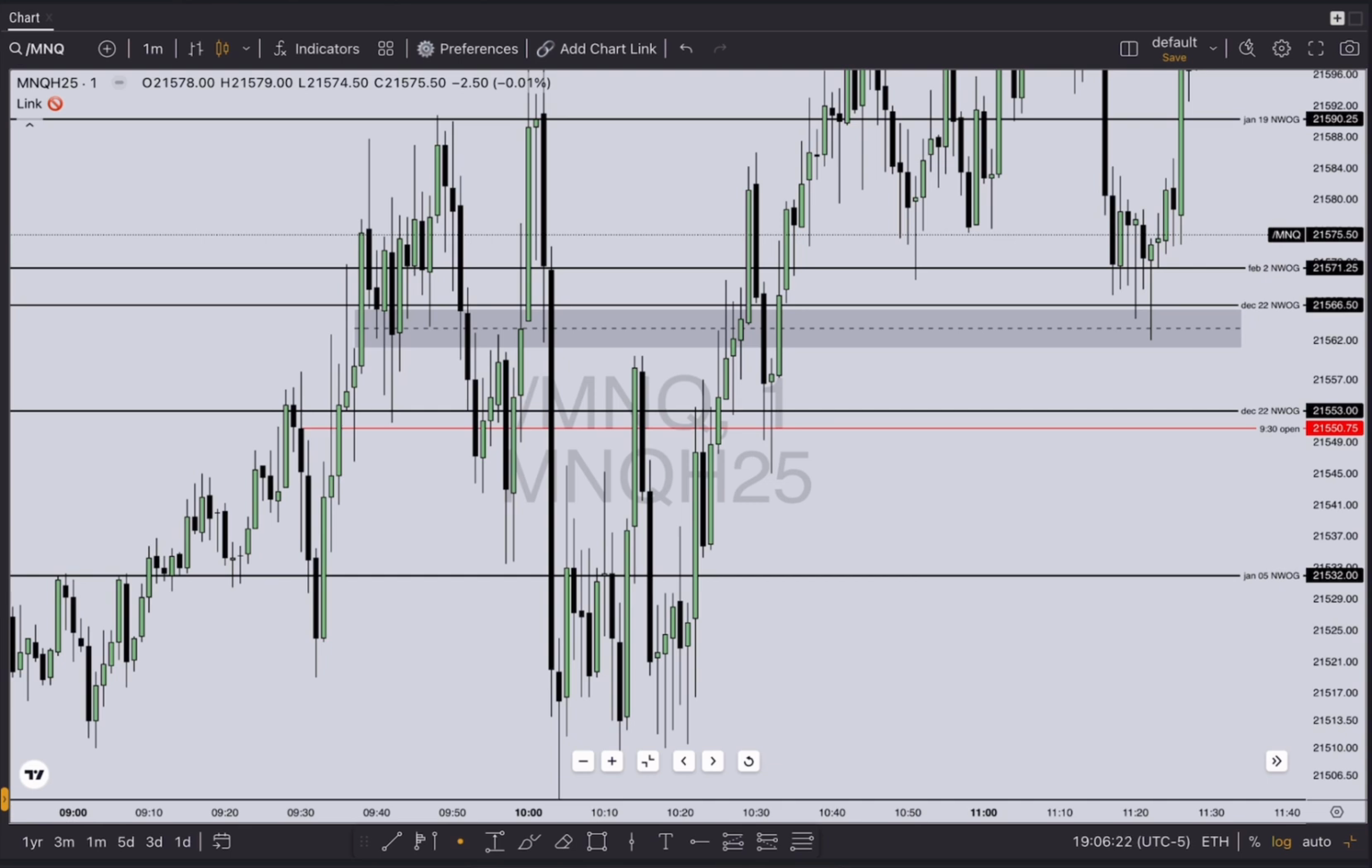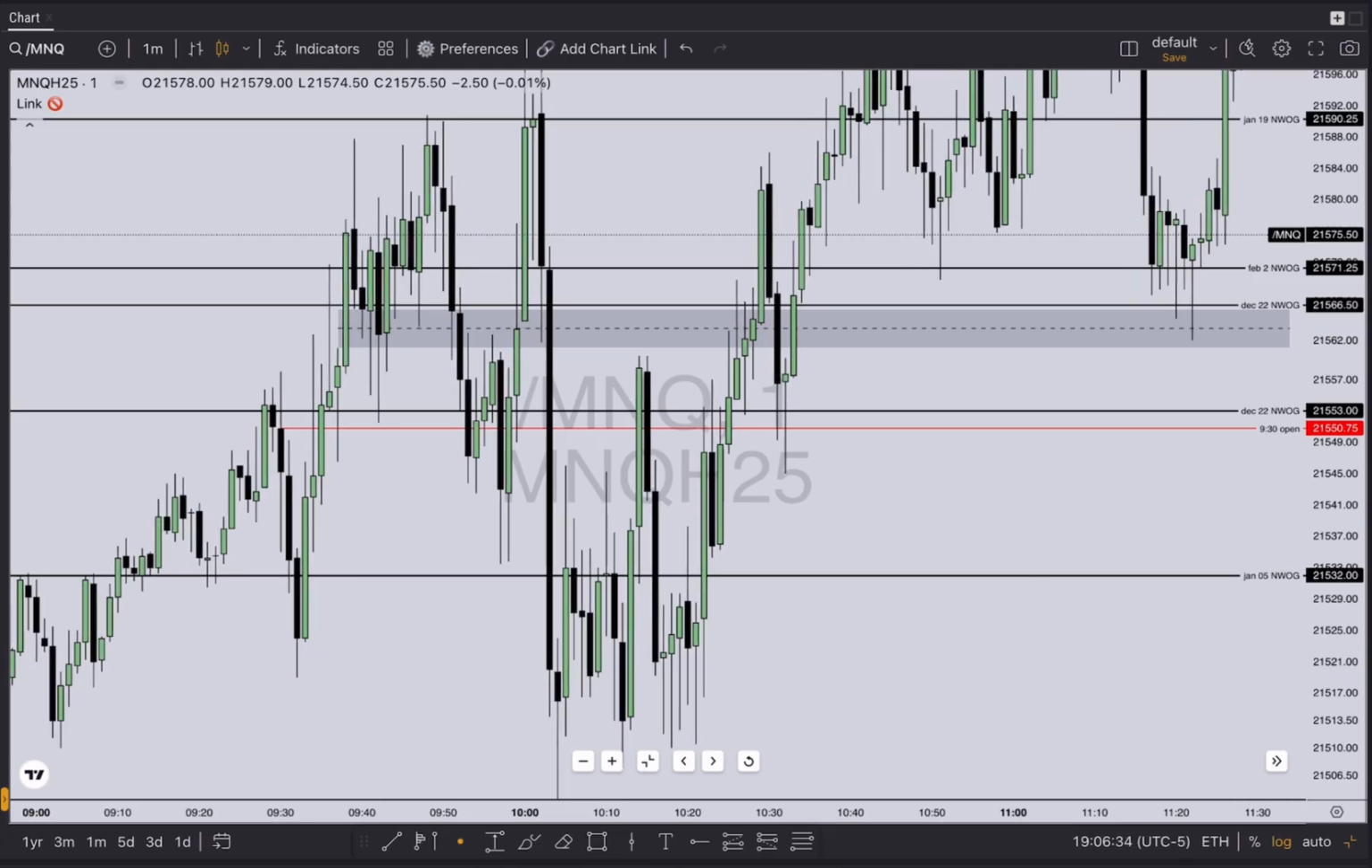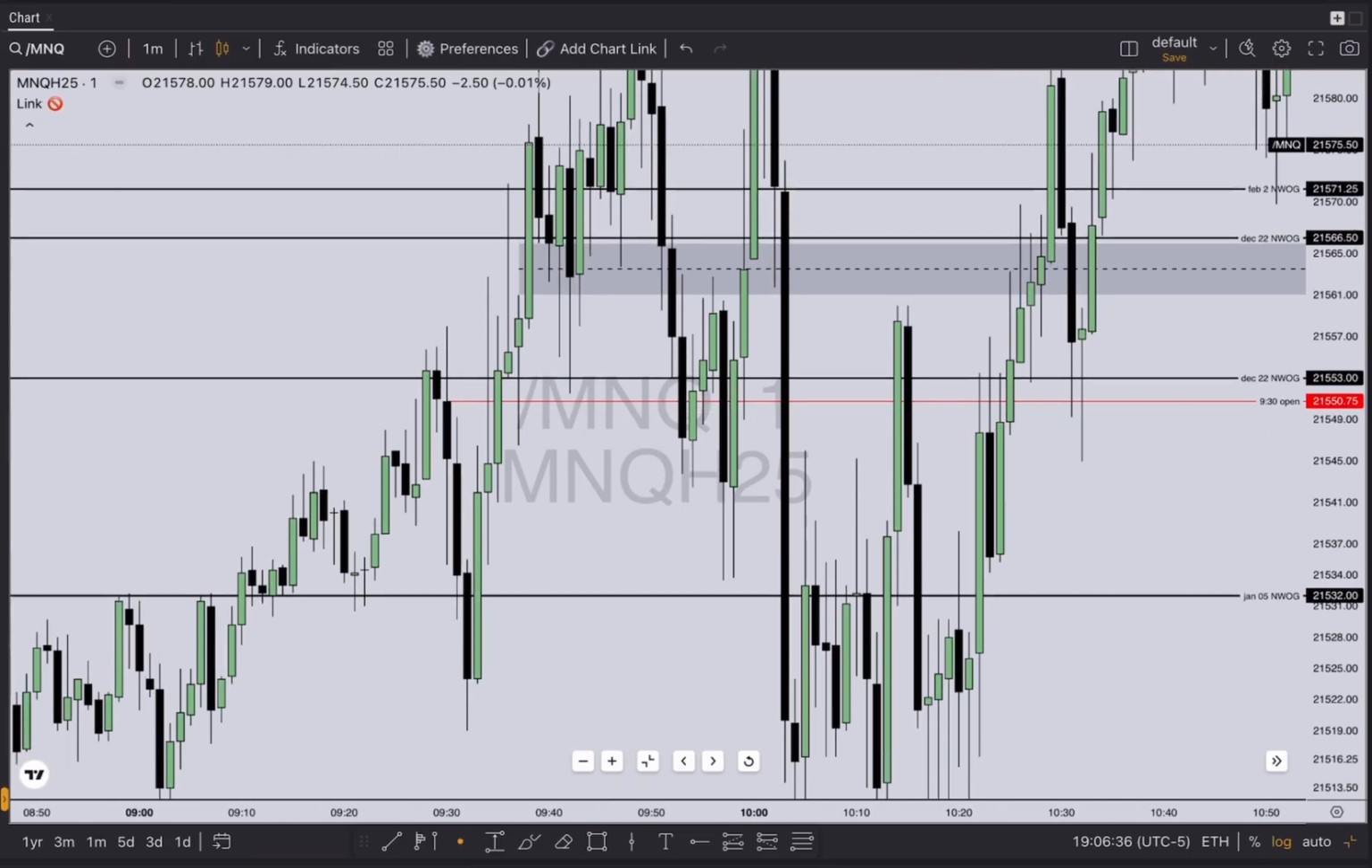So in this lecture, we're going to discuss how to identify it, when to use it, and all that good stuff. So first, the presented fair value gap. As the name suggests, it is the first fair value gap after the 930 opening bell.